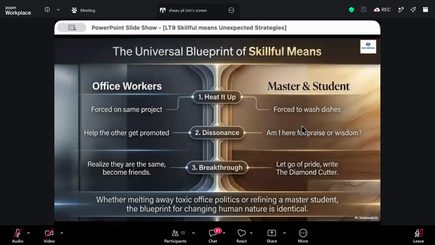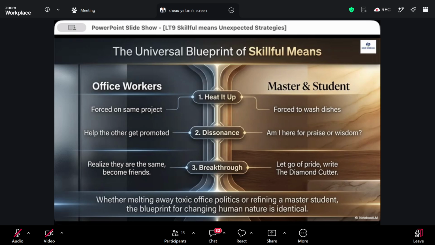So from here we can see that whether we are dealing with a young staff member in the office or training our students, with skillful means we can use these three steps to melt away the pride and bring out the best in someone.